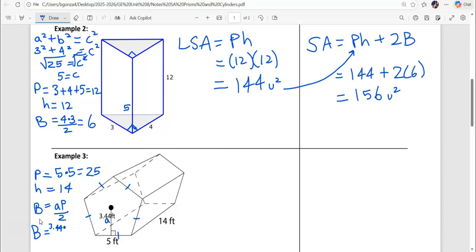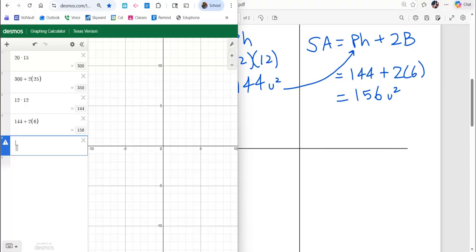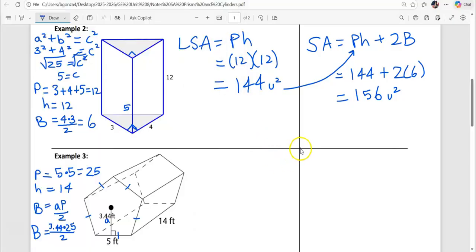Times the perimeter we found was 25, divided by 2. 3.44 times 25 divided by 2. And that gives me 43. Big B is 43, but it's not labeled. You have to do a little bit of math to figure it out using your orange sheet, okay?